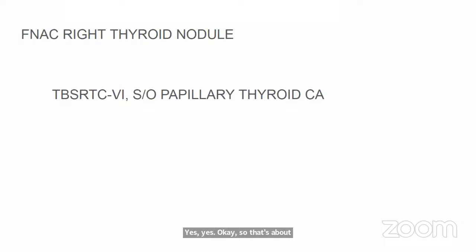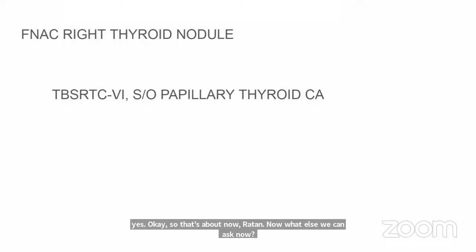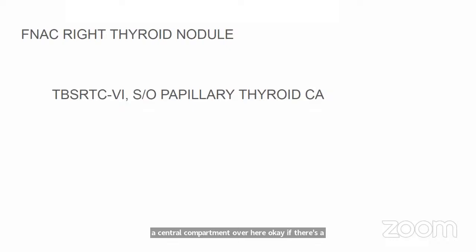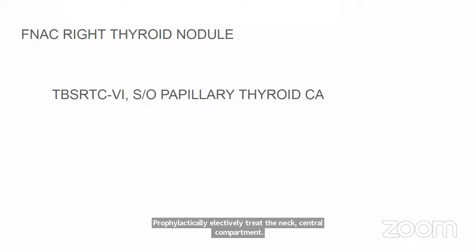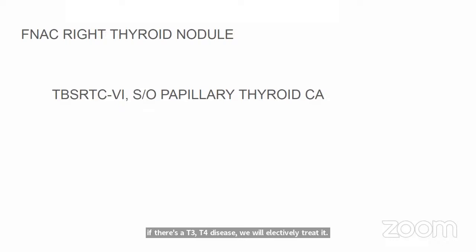Now, what else can we ask? Central compartment is done. Okay, if there's a lateral compartment, when will you prophylactically do the central compartment? Ma'am, ATA recommends it only in T3, T4 disease or if the lateral lymph nodes are positive. Right. So if the lateral lymph nodes are positive, you will electively treat the central compartment. And if there's T3, T4 disease, you will electively treat. Yes. Right. Extrathyroidal extension. All right. T3, T4 disease.